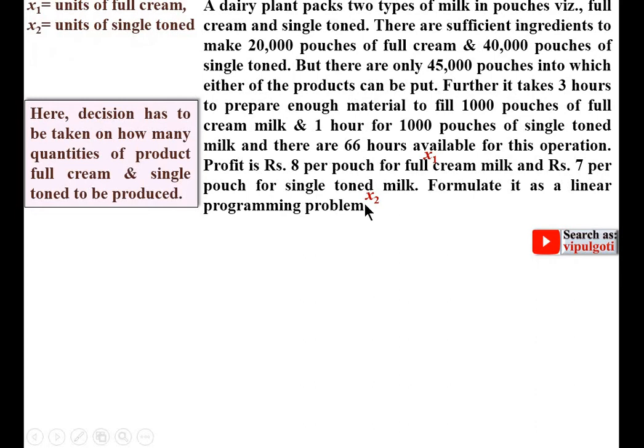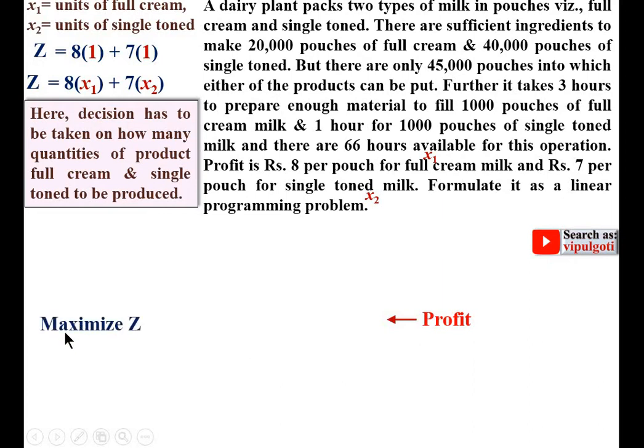Now if I produce single unit of full cream and single unit of single tone milk, then my total profit is 8 plus 7. So I can write over here Z is equal to 8 plus 7 if I produce single unit of full cream and single tone. So in general, if I produce x1 units for the full cream and x2 units for the single tone, then my total profit is 8x1 plus 7x2. So I can write over here objective function maximize Z is equal to 8x1 plus 7x2.